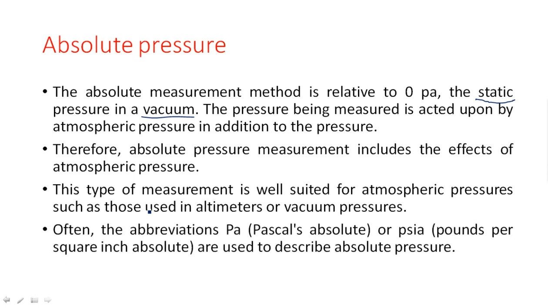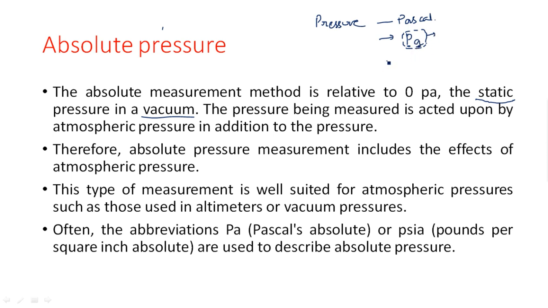Often the abbreviations PA, Pascals absolute, or PSIA, pounds per square inch absolute, are used to describe this absolute pressure. Pressure can be measured in Pascals, but here absolute pressure has the unit PA. PA means Pascals absolute. So when you see this PA, you can say that it is an absolute pressure. That is the main indication why it is given a separate unit.